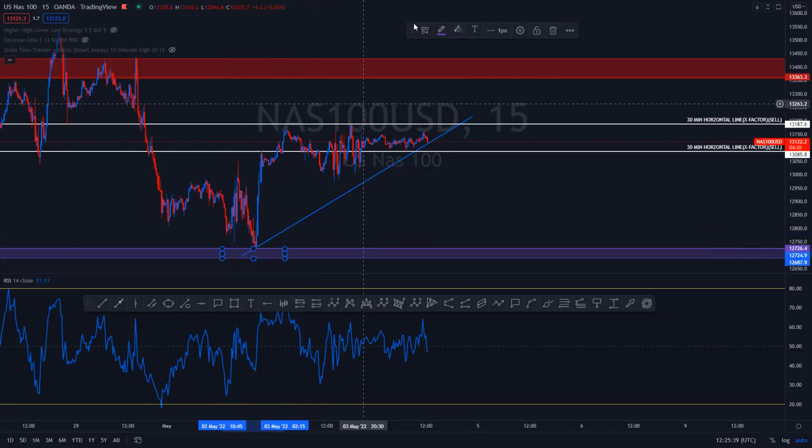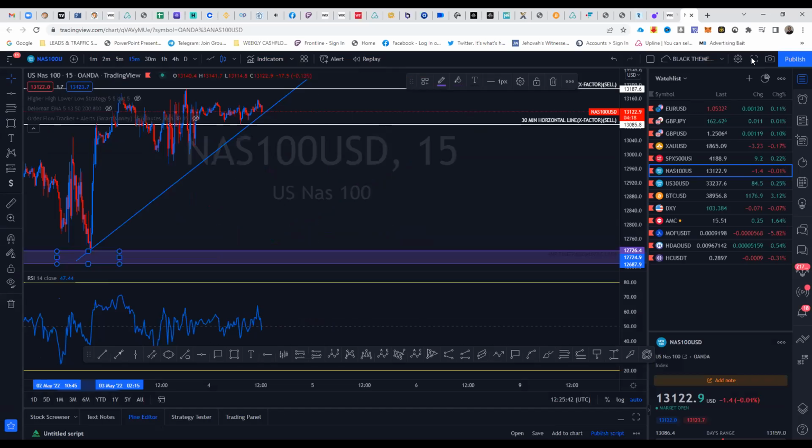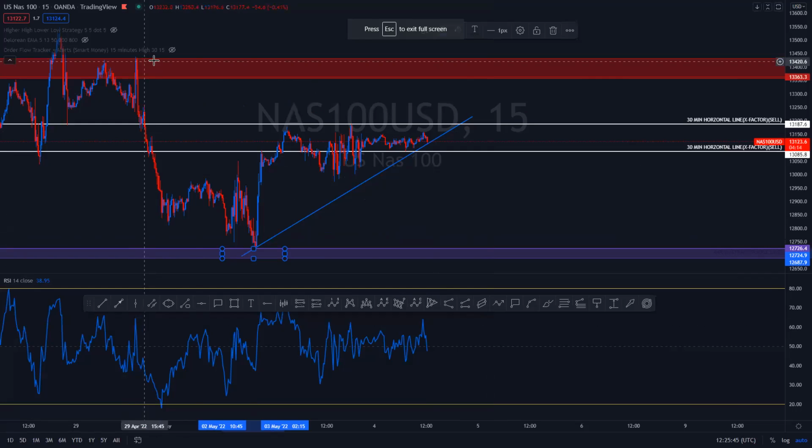There we go. Save that. So we're going to turn on our order block indicator.